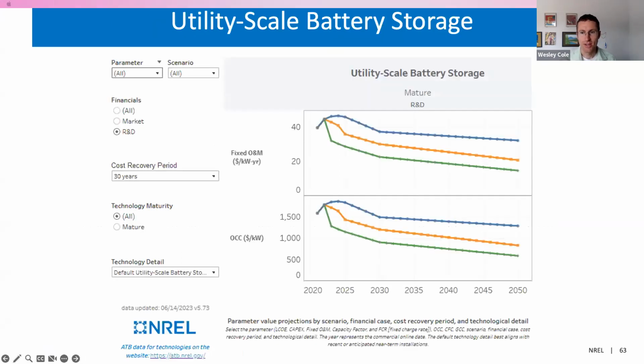So we do that, and we get this, the top showing the fixed O&M, the bottom one showing the OCC, the overnight capital cost. You'd see the conservative projection, the higher projection, is actually increasing, not just to 2022, but also out into the next couple of years, showing continued increases. And then the lowest case, the advanced projection, shows rapid decreases basically immediately that then persist over time. This is reflective of what we saw in the literature.